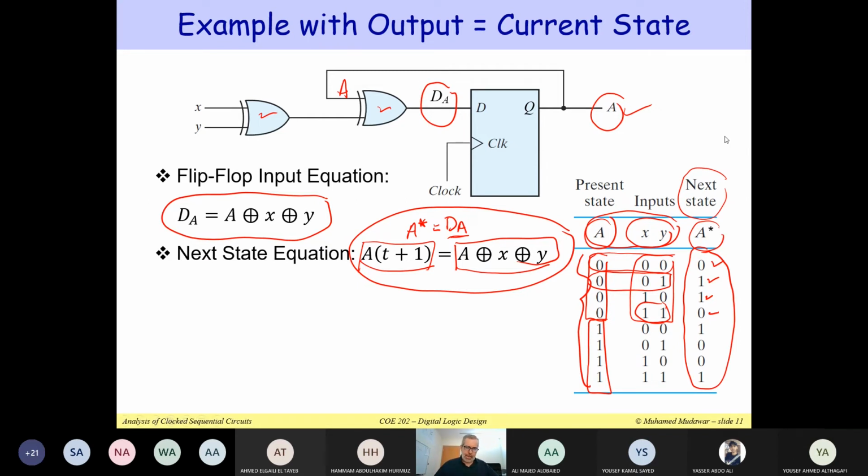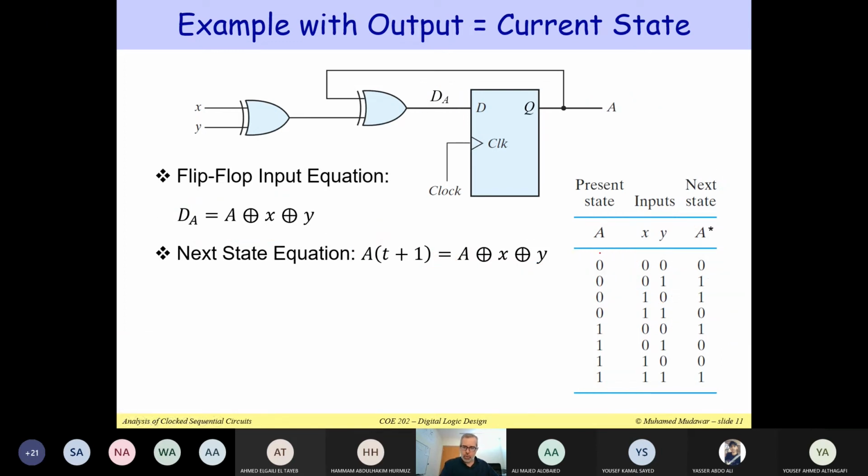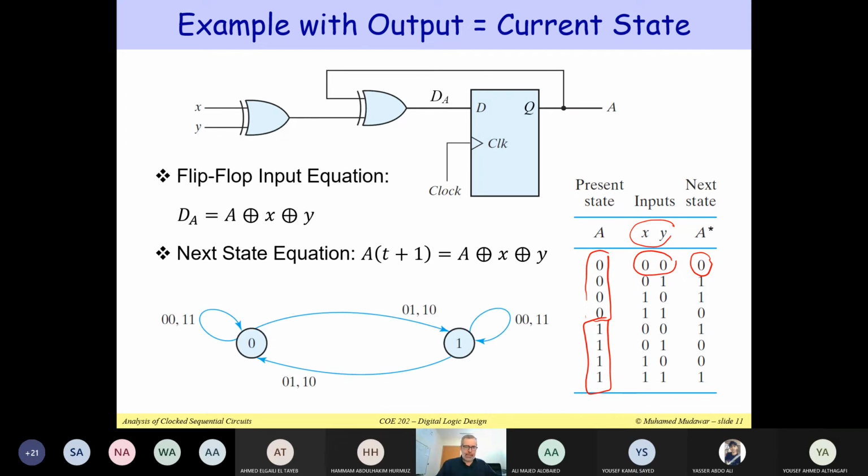Let me just erase this ink again, just to make it clear for you. So we have 2 states. A can be equal to 0 and A can be equal to 1. These are the 2 states. So I have to draw 2 states. Now we have 2 inputs, X and Y. Depending on the input X and Y, we can draw the arcs. The arcs here are the transitions from the present state to the next state. So in the state diagram, we only have 2 states. So that's A equal to 0, and this is A equal to 1.